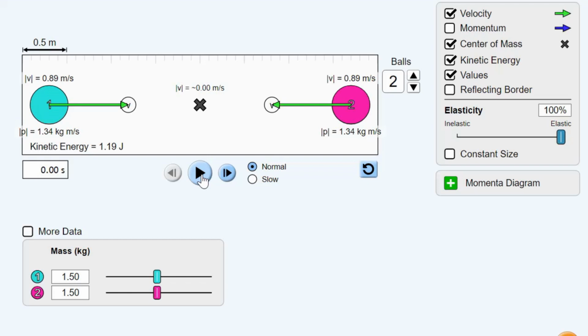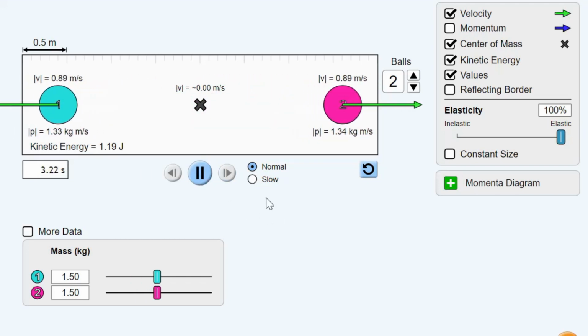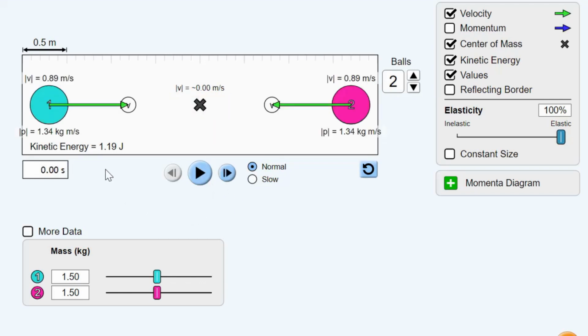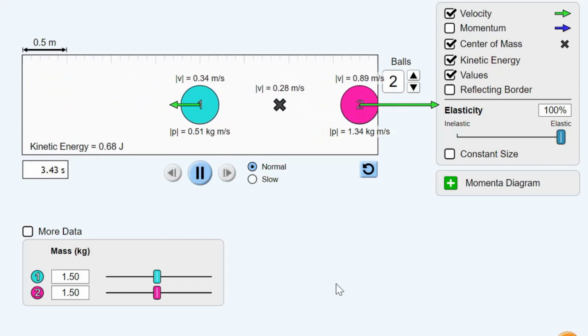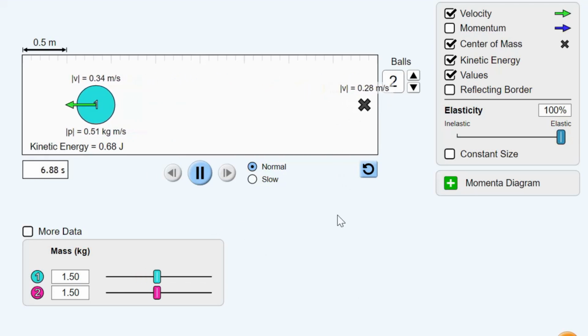We can repeat the experiment, and you can see that in perfectly elastic collisions, kinetic energy is the same, and the center of mass is always unchanged. We can change something, for example, decrease the velocity of this one. Now the center of mass will be moving, but the speed of the center of mass, 0.28 meters per second, will be the same before and after the collision. Look. It is just coasting forever at 0.28 meters per second.